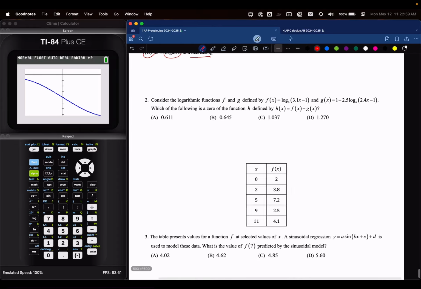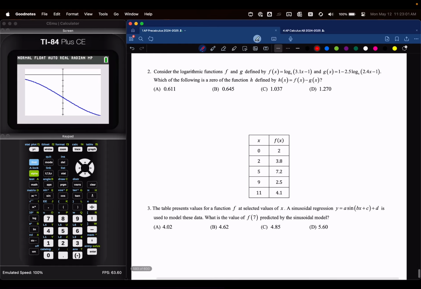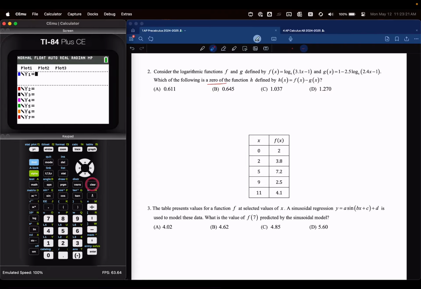All right, in number 2, we have these 2 log functions, and we're trying to find a 0 of the function where we subtract these 2 functions. So what I'm going to do is enter this equation into my y1, this equation in my y2. I'm going to have a new equation, and y3 is going to be my h of x, and I'm going to subtract my functions. Let's see how I do this with the calculator. Let's go to the y equals. Let's clear everything out of here.